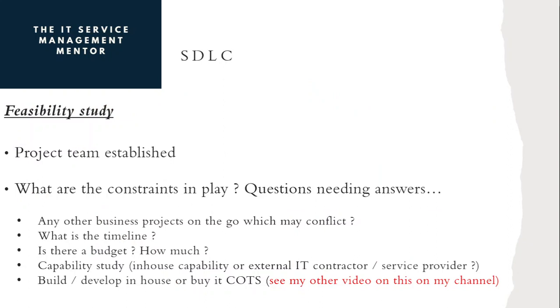So you've got the project team established at this point. You're understanding what the constraints in place are. So questions, for example, that need answers: are there any other business projects on the go at the moment that might conflict with this? What's the timeline? Is there a budget? How much? Capability. So have you got capability in-house to do this, or do you need to go externally and get an IT contractor or perhaps a service provider to help you with that?